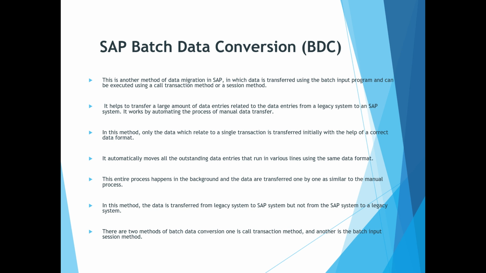In this method, only the data which relates to a single transaction is transferred initially with the help of the correct data format. It automatically moves all the outstanding data entries that run in various lines using the same data format. The entire process happens in the background and the data is transferred one by one, similar to the manual process. In this method, the data is transferred from the legacy system to the SAP system, but not from the SAP system to the legacy system. These are the two methods of batch conversion. One is the call transaction method, and another is the batch input session method.